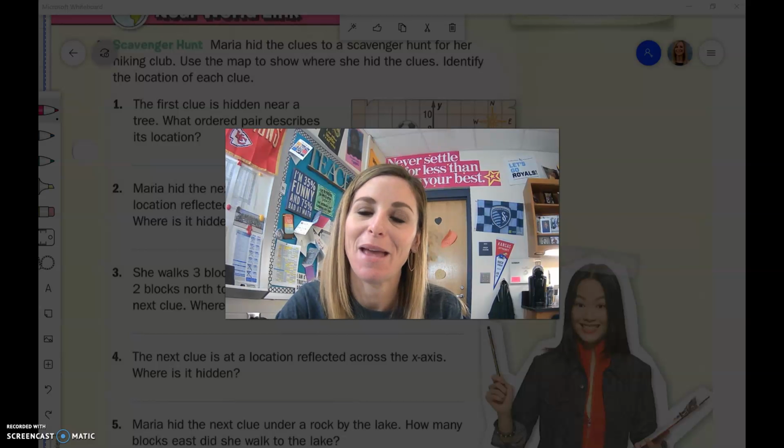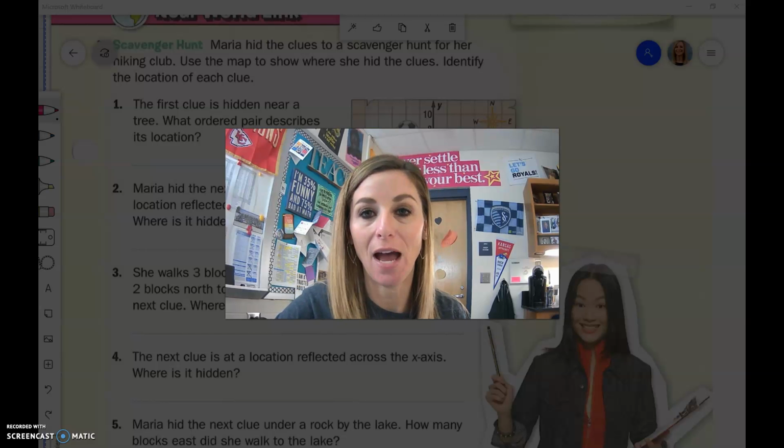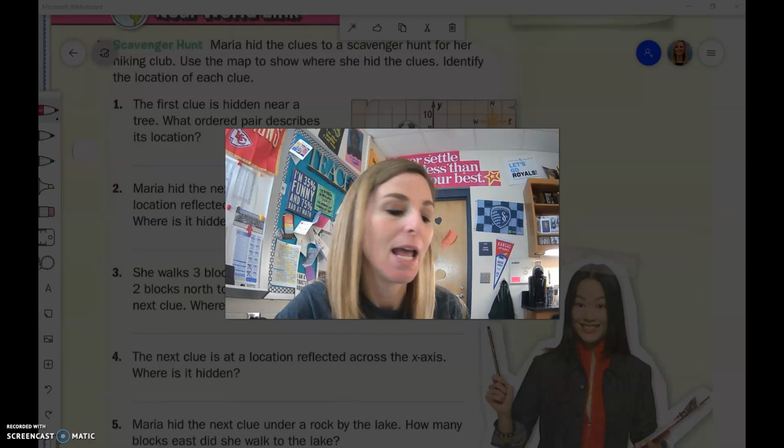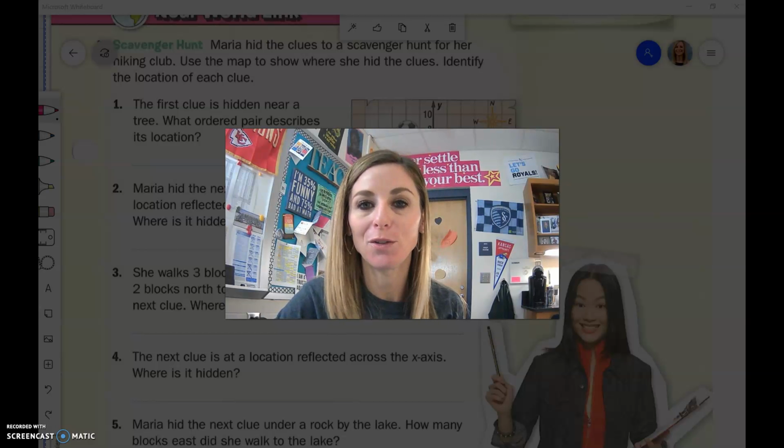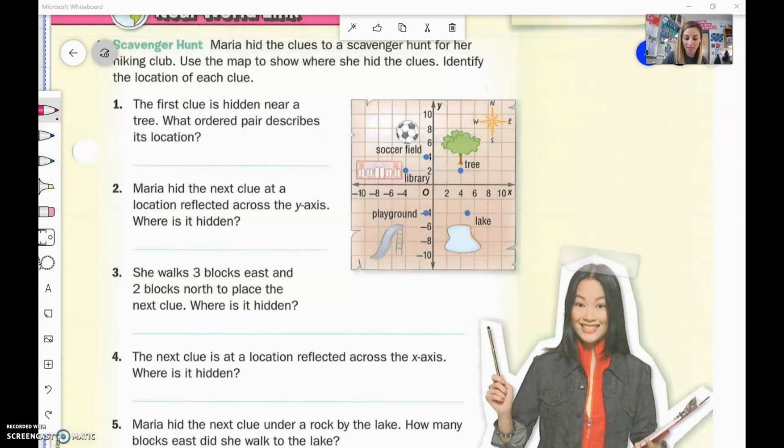Okay, sixth graders, mathematicians, here we go. We are on lesson 7 in chapter 5. We are working on graphing on a coordinate plane. So we're going to jump right in on it, and you're going to turn your book to page 403, and we're going to go ahead and get started.